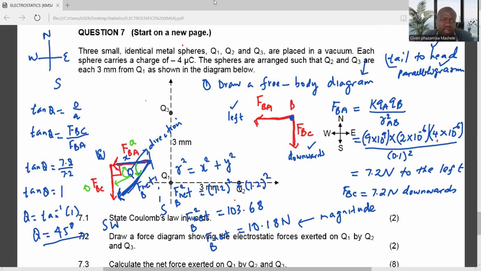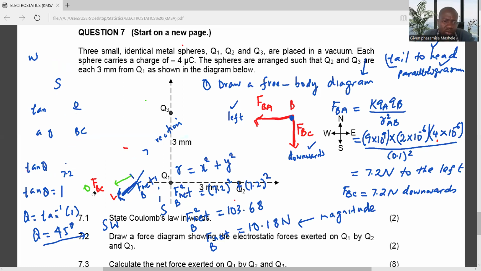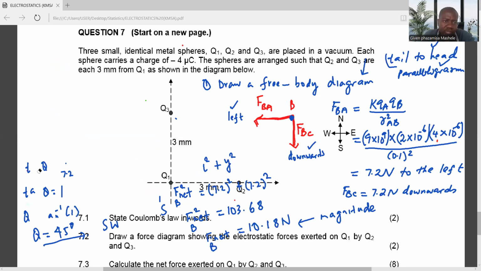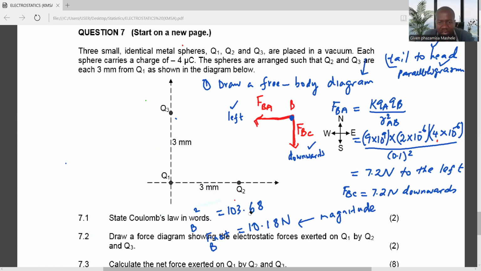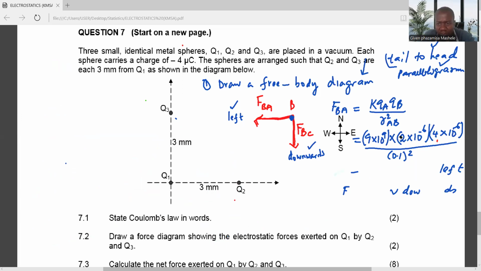Okay, let me erase this. This is your activity. I've just left it as an activity to go through on your own. Try to check if you are following. And if you are not following, then kindly keep in touch with me. I'll be happy to assist you, ladies and gentlemen, wherever you don't understand. Okay, remember, practice makes perfect.